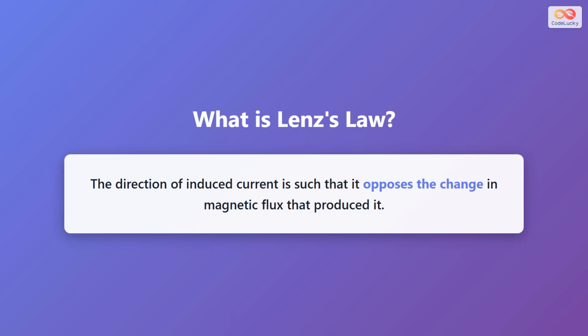Lenz's law states that the direction of induced current is such that it opposes the change in magnetic flux that produced it. In simpler terms, nature doesn't like change. When you try to change the magnetic field through a coil, the induced current creates its own magnetic field that fights against that change.